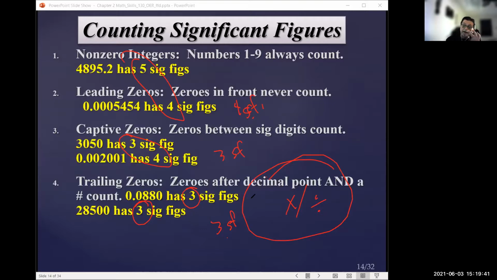Adding and subtracting have a slightly different rule. However, it still deals with finding the least accurate number. It's a little bit different. And I state that because I don't want you to mix the two. When we multiply and divide, we think sig figs. When we add and subtract, we're going to think decimal places. That's it. And we don't mix and match the two.